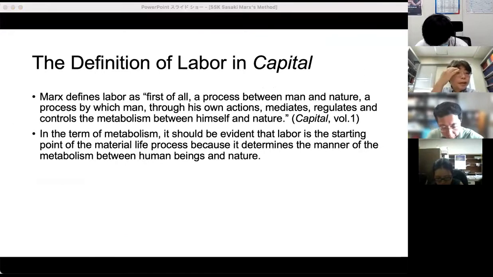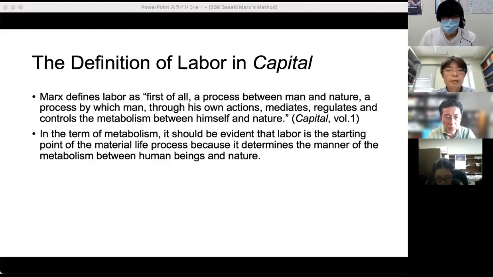Marx defines labor as, first of all, a process between man and nature, a process by which man, through his own action, mediates, regulates, and controls the metabolism between himself and nature. In the term metabolism, it should be evident that labor is the starting point, the material life process, because it determines the manner of the metabolism between human beings and nature. Therefore, a labor form has a significant impact on material metabolism.